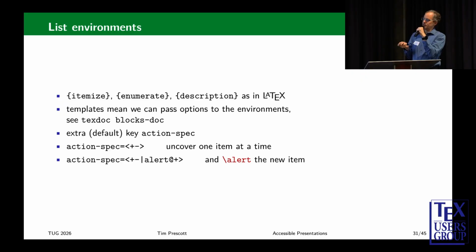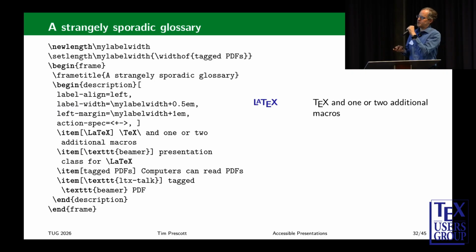So if you are familiar with Beamer, you can say, okay, I want to uncover one item at a time. And we have that ability here, that we can uncover one item at a time. We can also alert that new item. So here's an example of doing that.